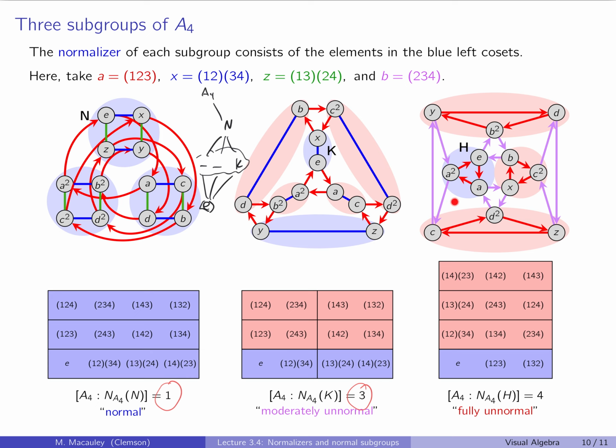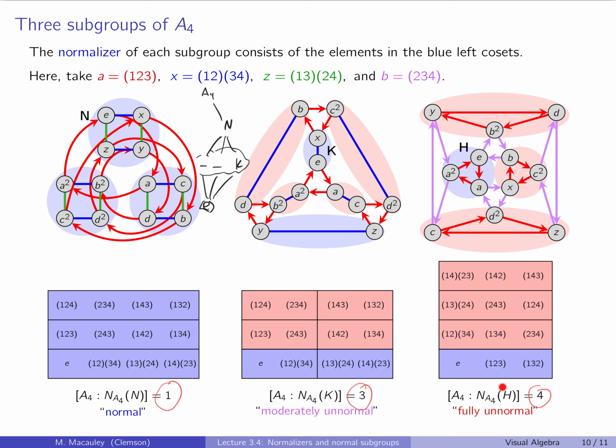And finally, H: the only left coset of H that's a right coset is H itself. So the normalizer is equal to H. H has index 4. That's 4 cosets. So the normalizer has index 4. So let me circle this 4. Because this index is 1, N is truly normal.